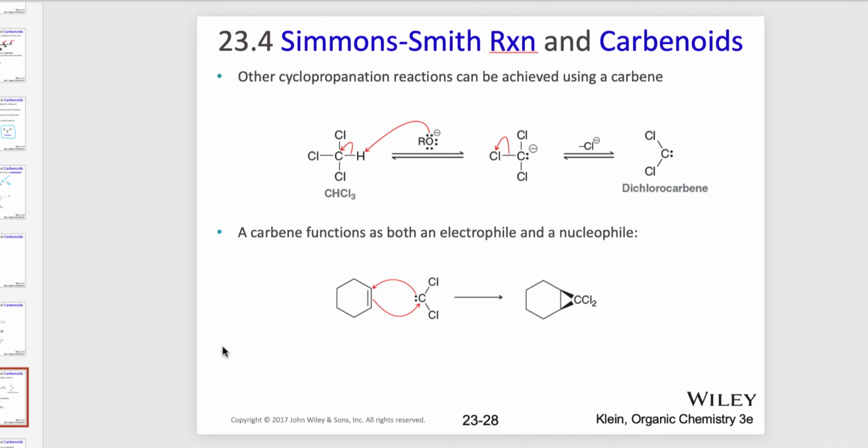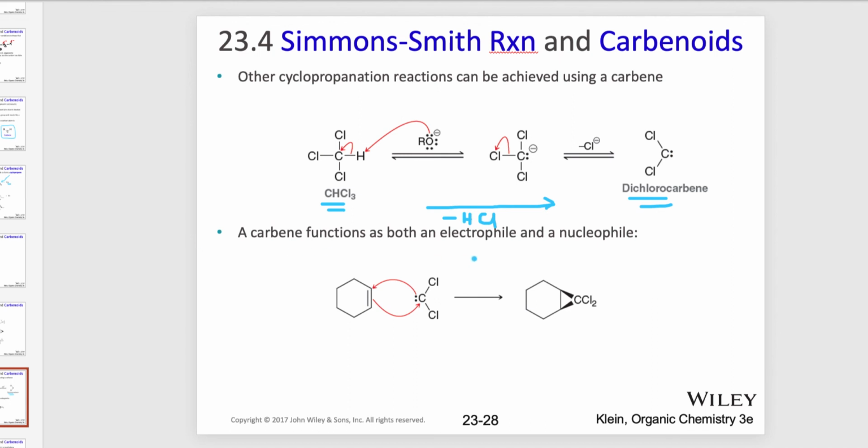Other cyclopropanation reactions can be achieved by using a different carbene. This carbene, instead of 2 hydrogens, has 2 chlorine atoms. It turns out that this is far more stable and that these reactions are more readily achieved. We can make this dichlorocarbene from chloroform, so a common solvent. Basically, there's an overall elimination of a molecule of HCl. First, a proton is being abstracted by the treatment with a strong base, as you can see here, and then the chlorine atom is a very good leaving group, and you form the dichlorocarbene.